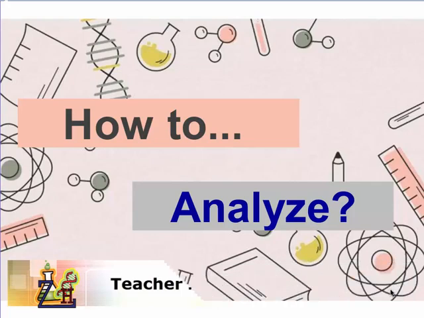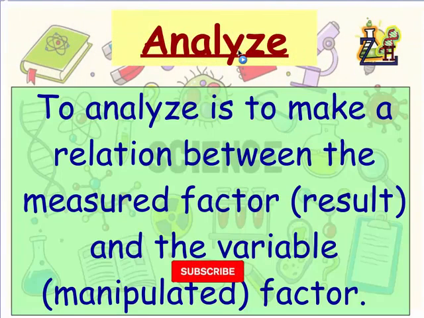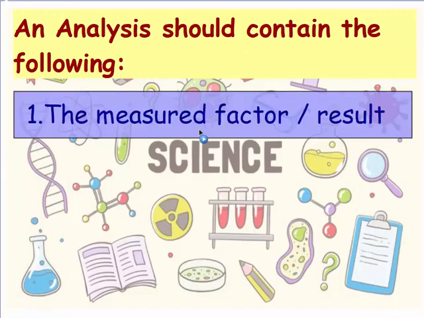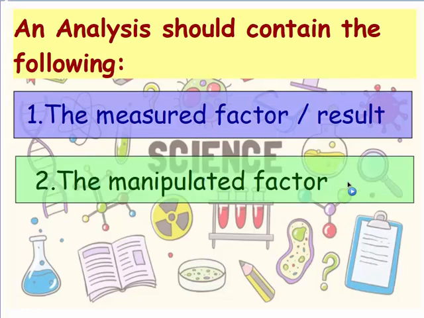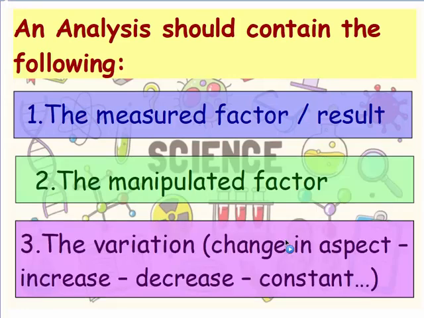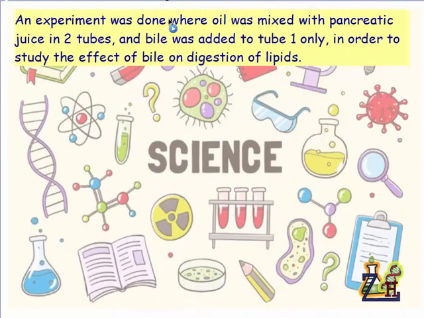Today our video is about how to analyze an experiment. To analyze is to make a relation between the measured factor, which is the result, and the variable or manipulated factor. An analysis should contain the following: the measured factor or the result of the experiment, the manipulated factor or the factor that we change in the experiment, and the variation, which means a change in aspect, an increase in the value, a decrease of the value, or staying constant. An example on analyzing an experiment.